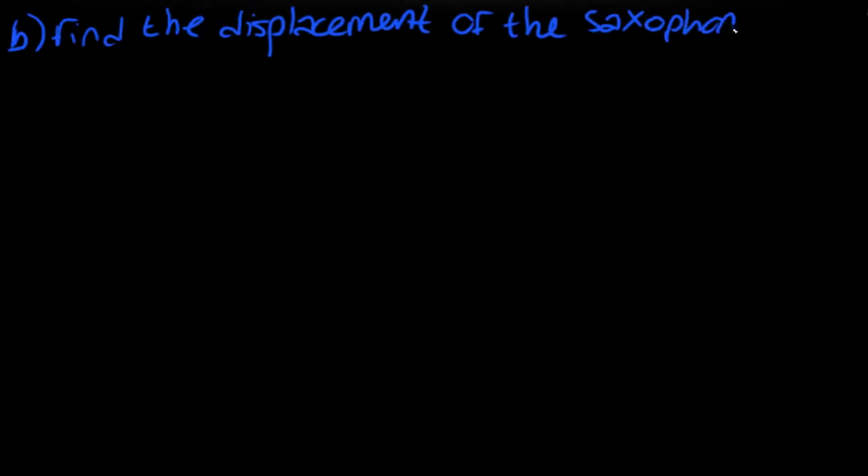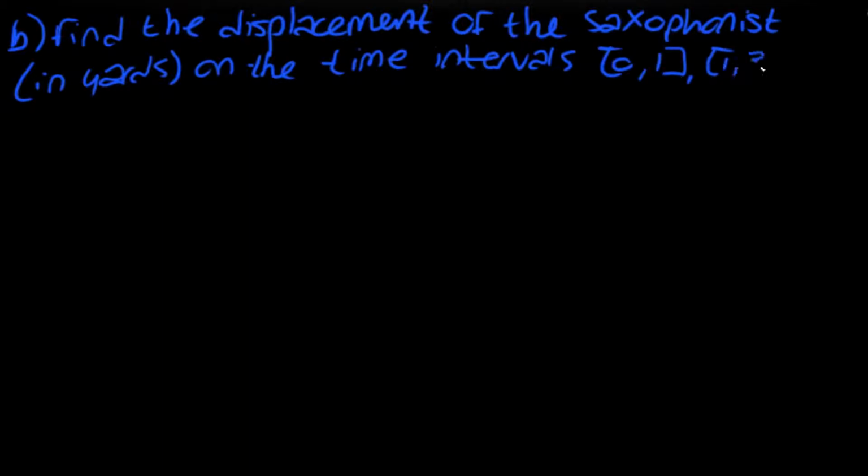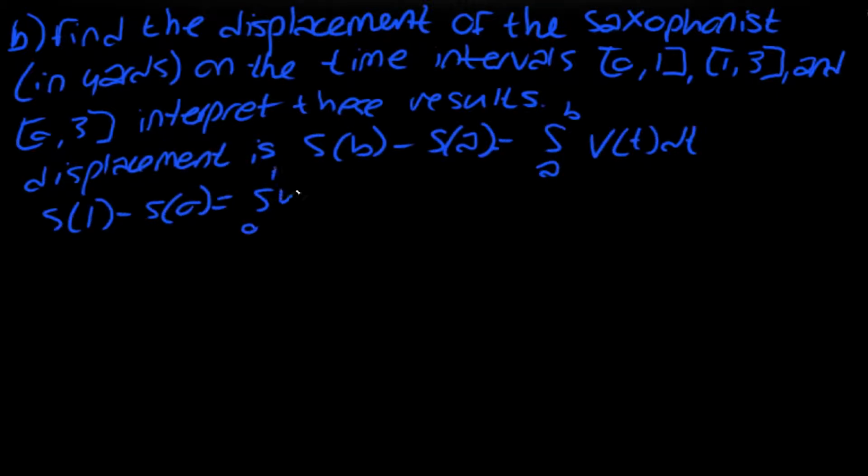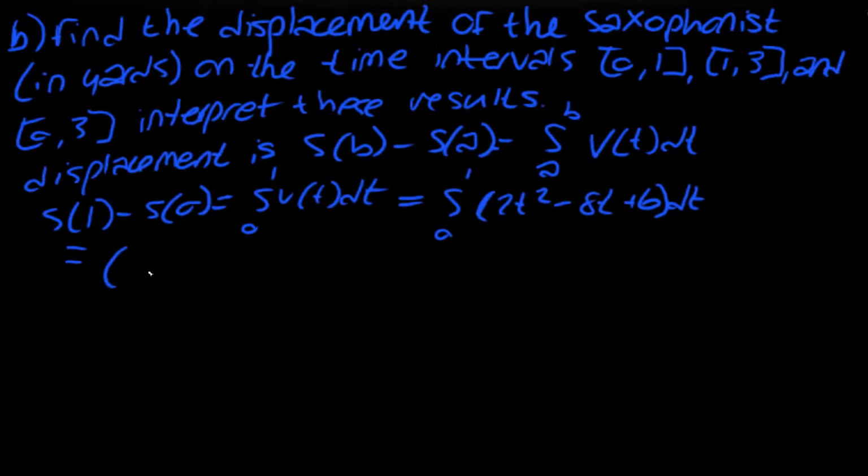Part B. Find the displacement of the saxophonist in yards on the time intervals 0 to 1, 1 to 3, and 0 to 3. Interpret these results. Displacement is position B minus position A equals the integral of velocity from A to B. Plug in the function, find the antiderivative, and solve.